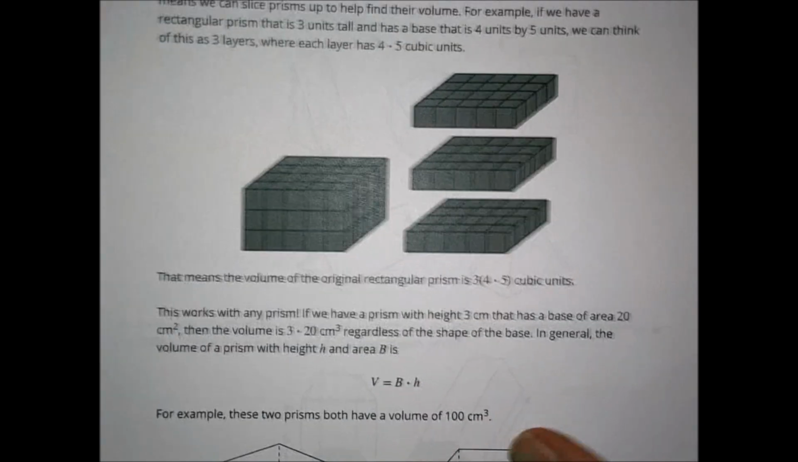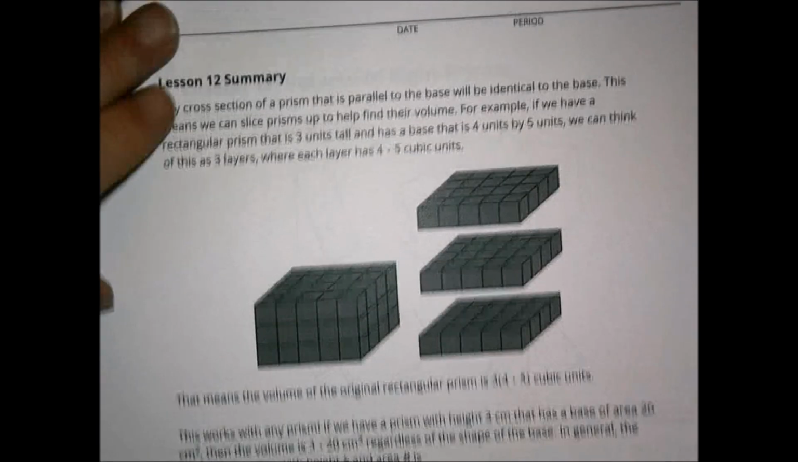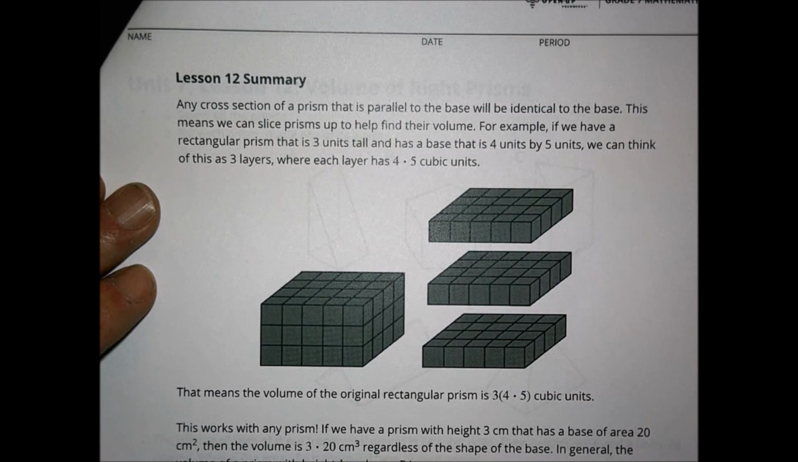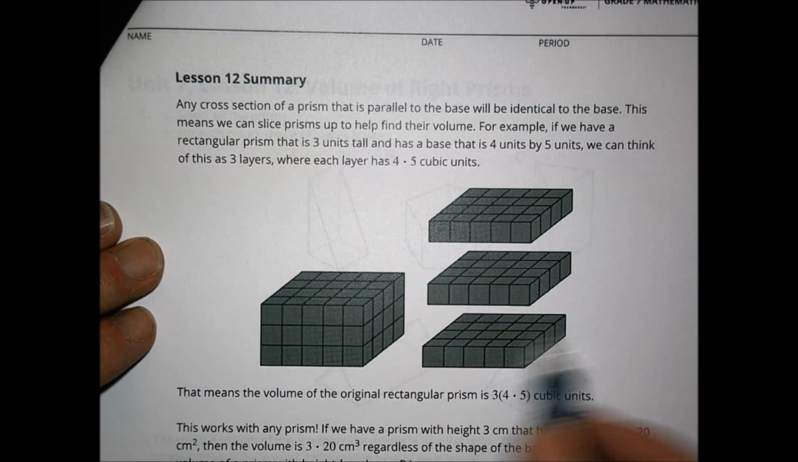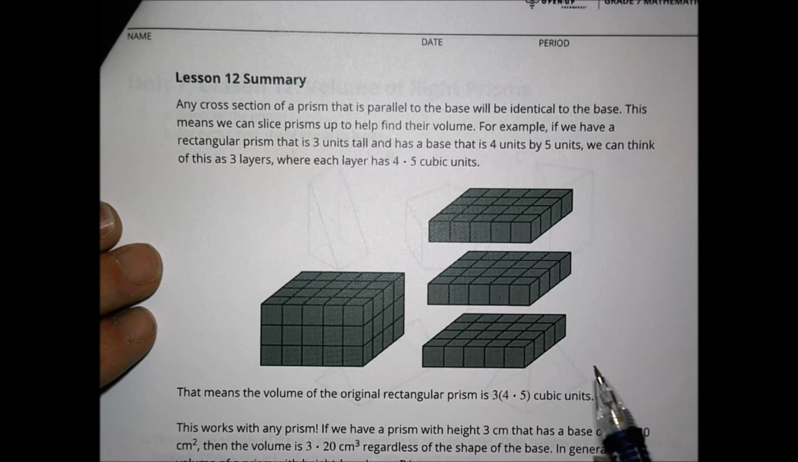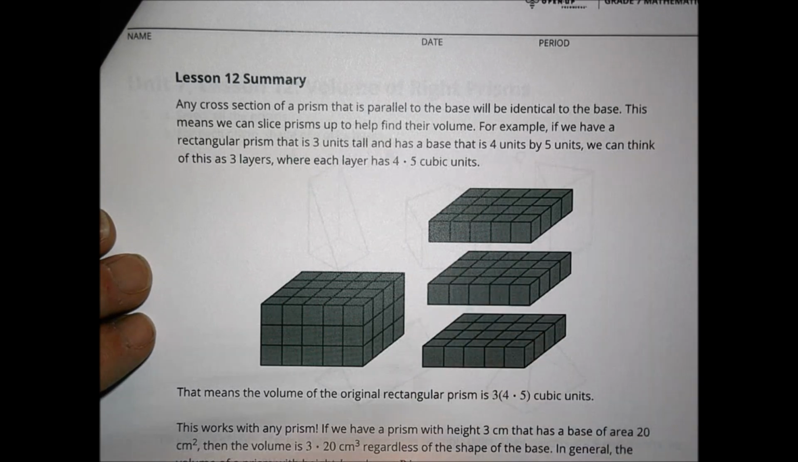Alright, so in summary, a cross-section of a prism that is parallel to the base will be identical to the base, right? They're going to be identical things, it's just more of the same going up. So we can slice a prism up to find the volume just like that.